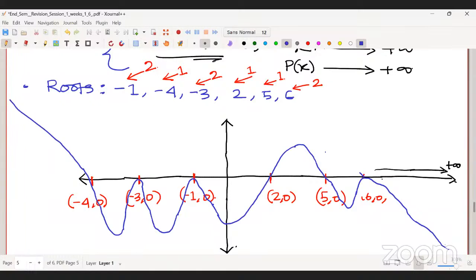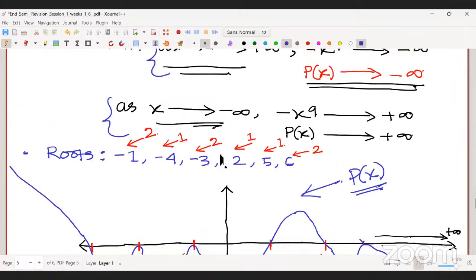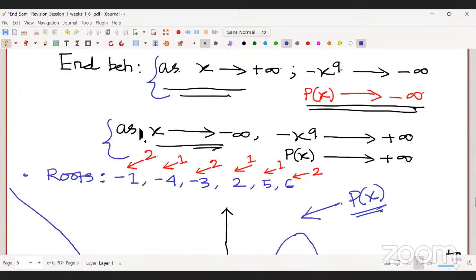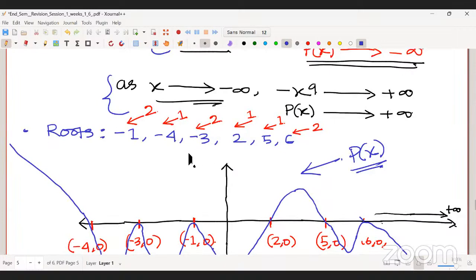Okay, so this is precisely the rough diagram for this polynomial p of x. As you can see, the graph of this polynomial is completely dependent on the end behavior, as well as on the roots of the polynomial.